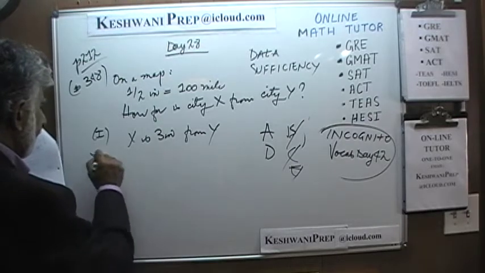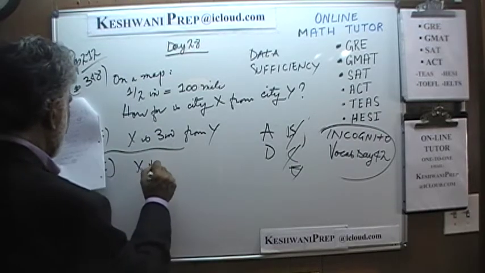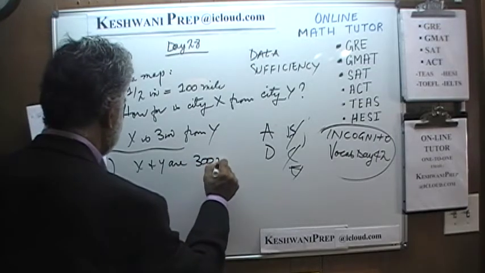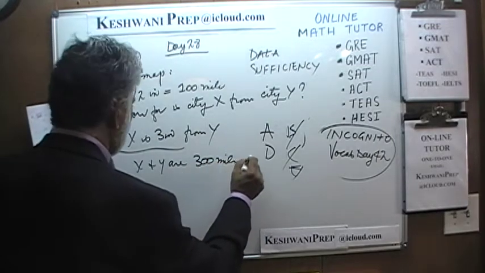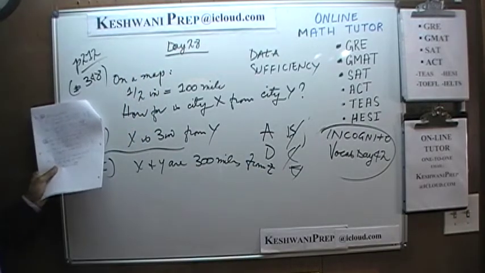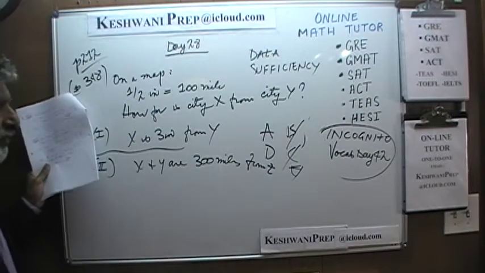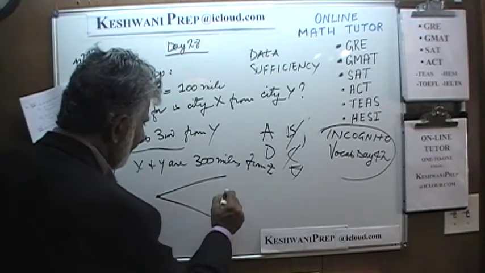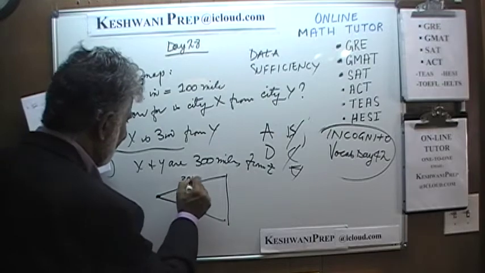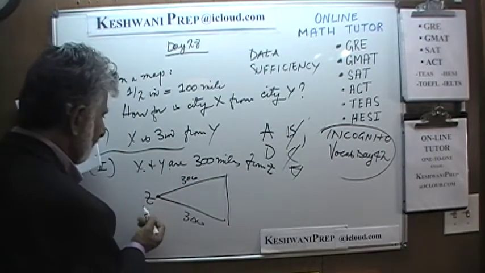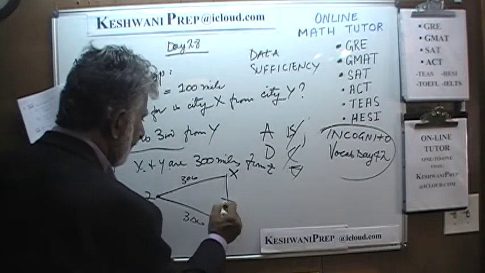Statement number two tells us that x and y are 300 miles from z. Knowing that x and y are 300 miles from z does not tell us how far x is from y. For example, here is your isosceles triangle. This is 300 miles, this is 300 miles. And x and y are 300 miles from z. There is your z and there is your x and y. We cannot figure out what that is.